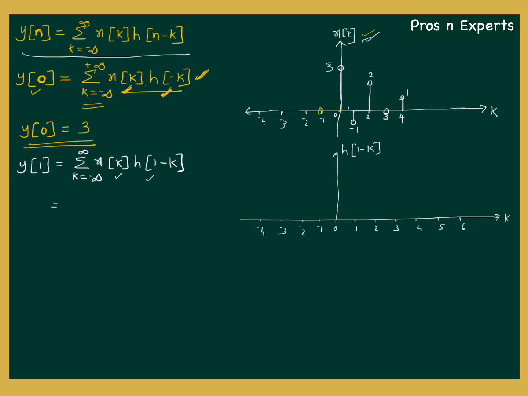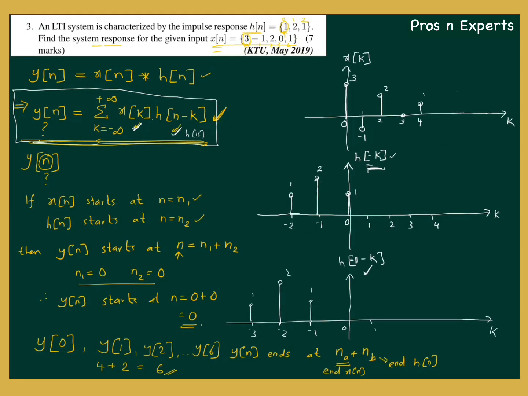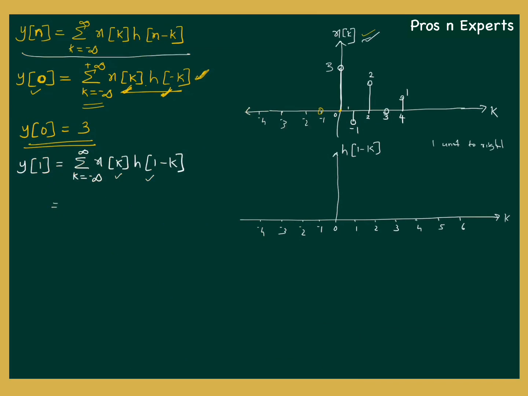Now I'm going to draw h of 1 minus k. You know, h of 1 minus k is nothing but h of minus k shifted 1 unit to the right. We have h of minus k from the previous slide as this signal. This is h of minus k, so it is shifted 1 unit to the right. So what we will have is sample 1 here, sample 2 over here, and sample 1 here. So this is h of 1 minus k.